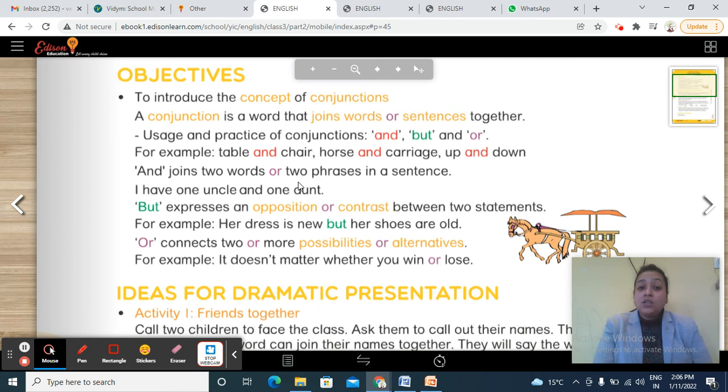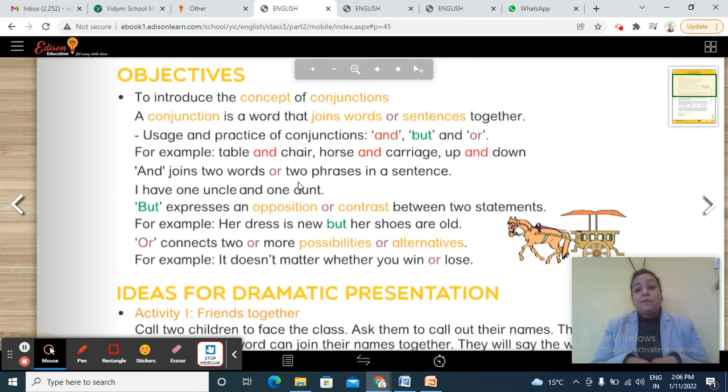A conjunction is a word that joins two words or sentences together, to form one big sentence. When we connect one train coach with another train coach, they are joined with something, and that joint is known as conjunction. We are joining similar sentences, or sentences which are talking about the same thing. We join those two sentences with one conjunction.